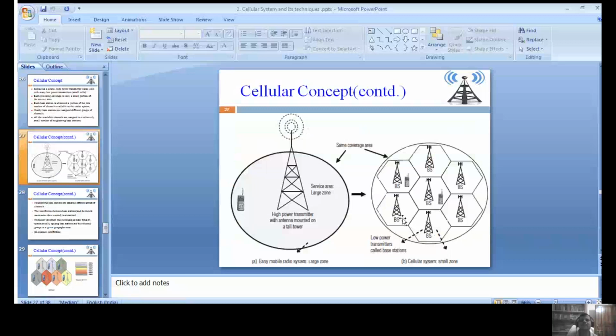Each cell has a different frequency, as in this color code sheet: this is for 100 megahertz, this is for 200, this is for 300, this is for 400, this is for 600, this is for 700. Why are we using these? The cellular base stations use different frequencies to reduce co-channel interference. We discussed co-channel interference already.